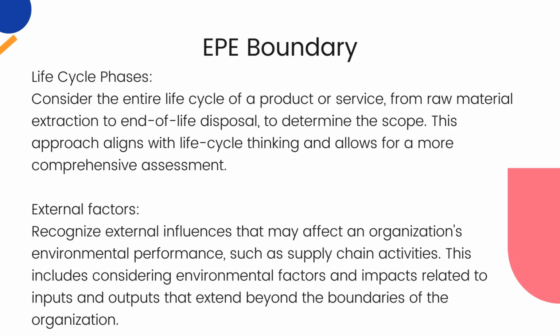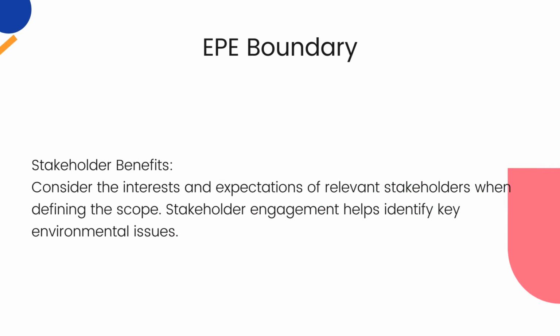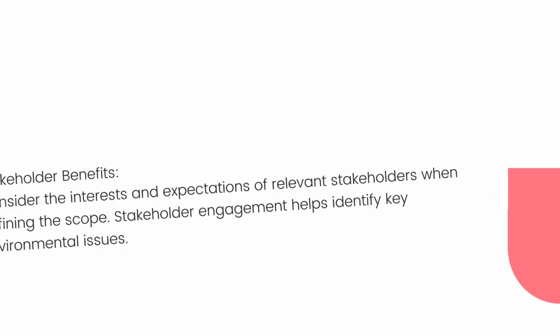This includes considering environmental factors and impacts related to inputs and outputs that extend beyond the boundaries of the organization. Stakeholder benefits. Consider the interests and expectations of relevant stakeholders when defining the scope. Stakeholder engagement helps identify key environmental issues.